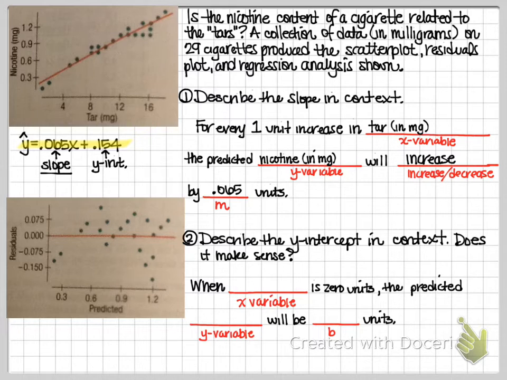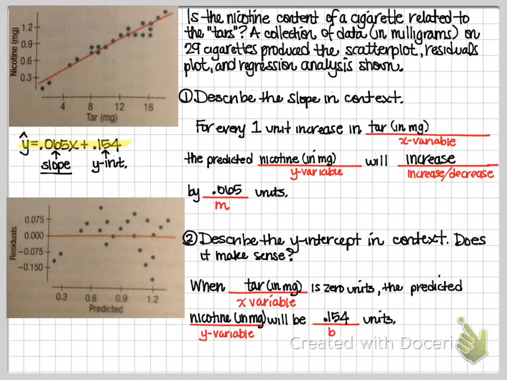So my x variable is still tar in milligrams, and I'm just going to go ahead and do the same thing. I'm going to put the units in there. The predicted y variable here was nicotine, which is also in milligrams. All right, let's go back to the equation where the y-intercept was 0.145 units.